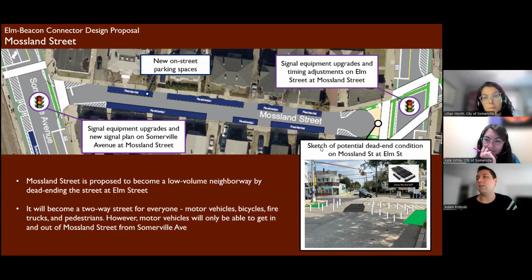We did think through what it would look like if we were to dead end the other side of Mossland Street, but ultimately went with the Elm Street side because the street is wider here and allows more room for folks to maneuver if they get to the end of the street and allow it to act a little bit more like a cul-de-sac. So now that we've given an overview of the plan, let's talk about the potential traffic impacts of the change to Mossland and what we intend to do about it.